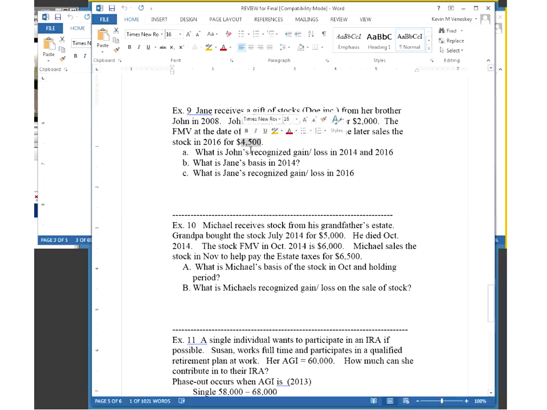So you sold it for $4,500. What'd you get? Minus the basis of $2,000. So Jane's recognized gain here would be $2,500.